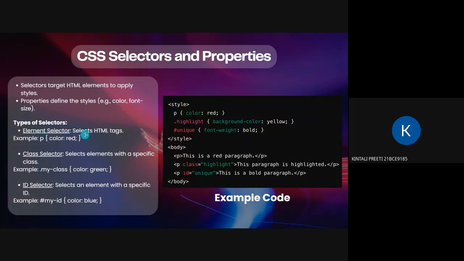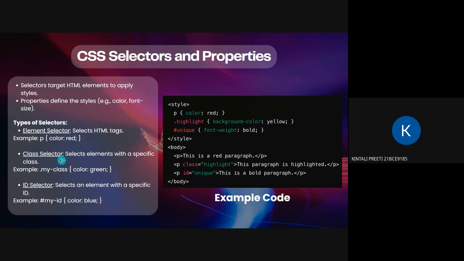So element selector, as we have seen already, selects the HTML tags directly. The only disadvantage of this is, so we can say advantage and disadvantage. If we want the same property to be applied to all the tags of the same type, that is, if I want all the paragraph tags to be of the color red, then I can directly apply P as color red. But if I don't want that, then this type of element selector won't work. So this is the first type of selector, which is directly the HTML tag.